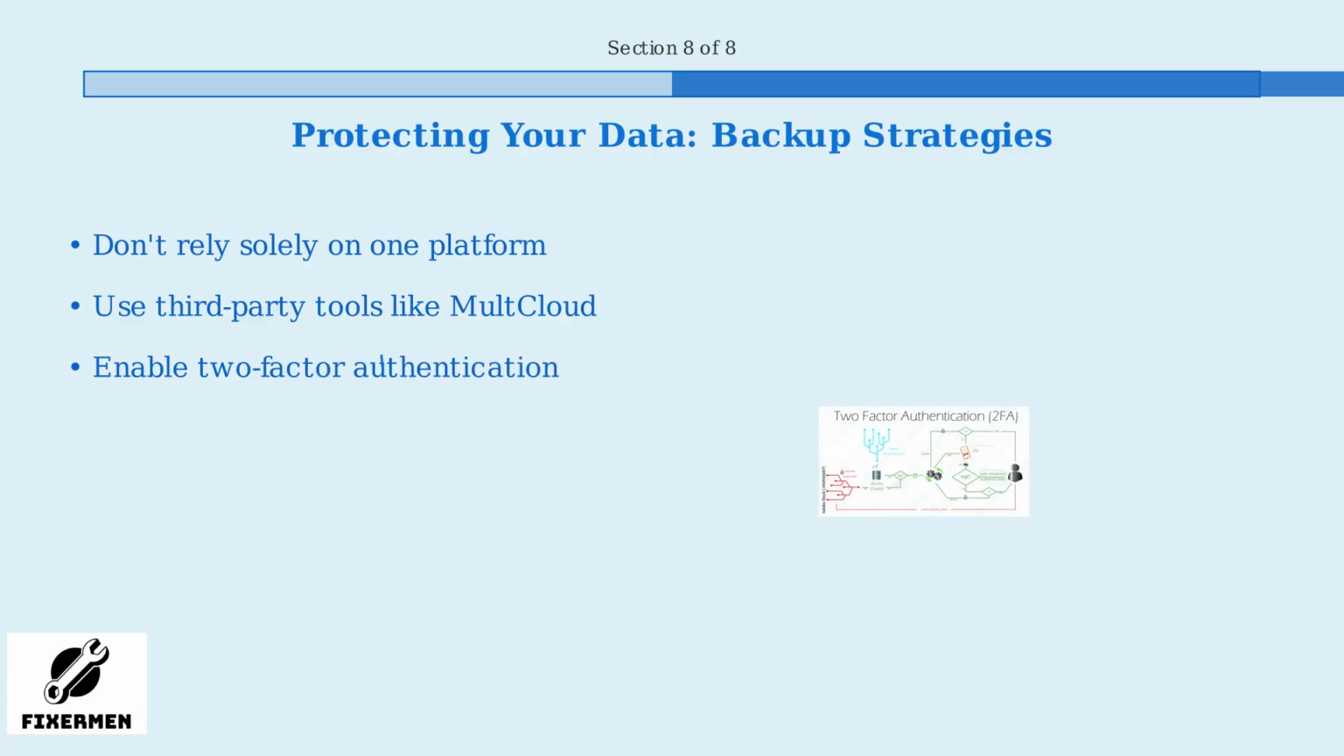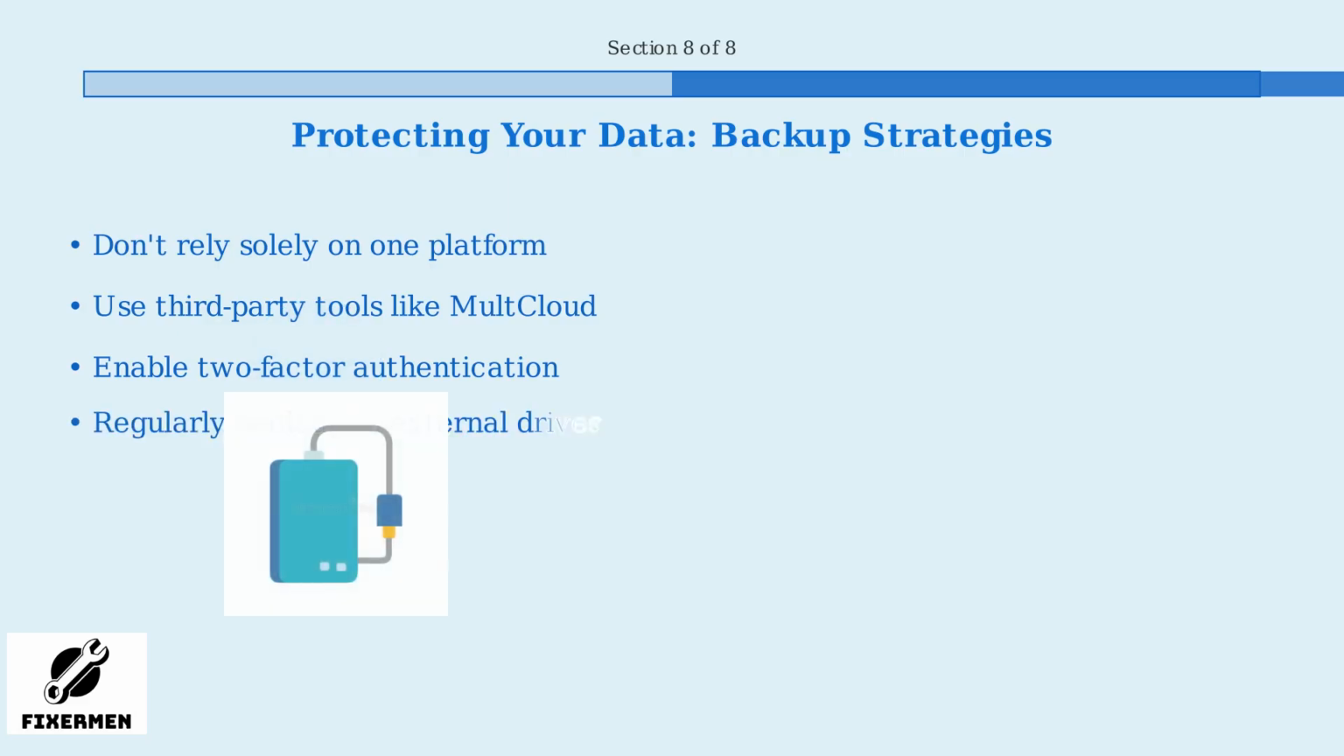Enable two-factor authentication to protect against upload hijacks from rising ransomware threats. This adds an extra layer of security, requiring both your password and a second verification method. Regularly back up critical files to an external hard drive or another cloud service. This safeguards against unforeseen issues like data corruption or account breaches.